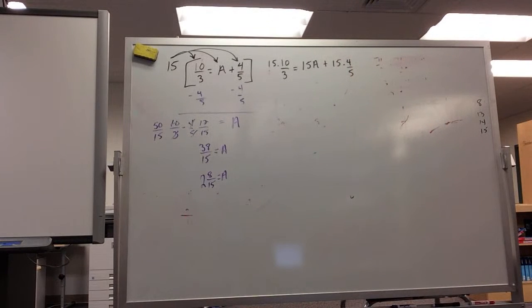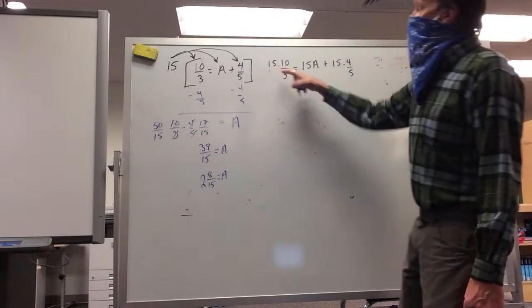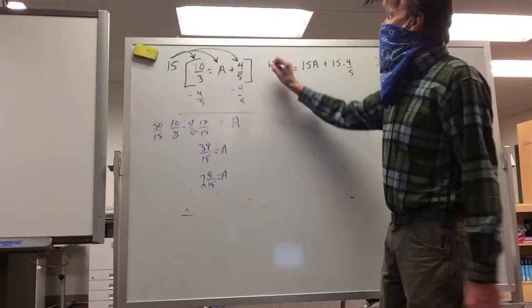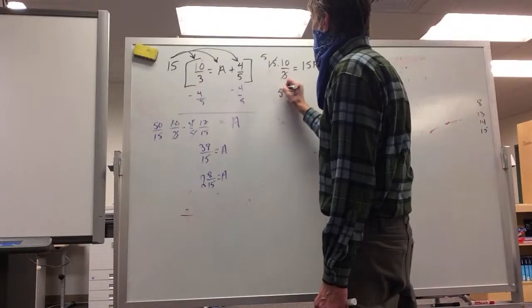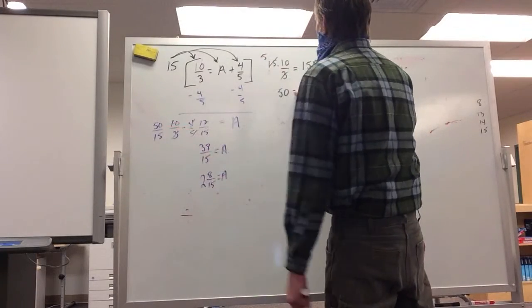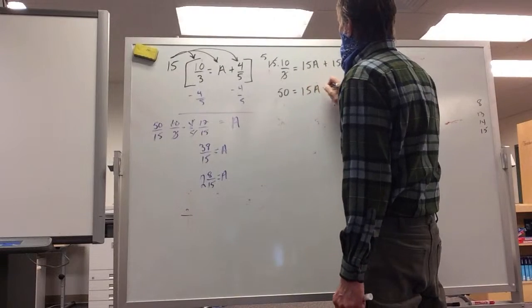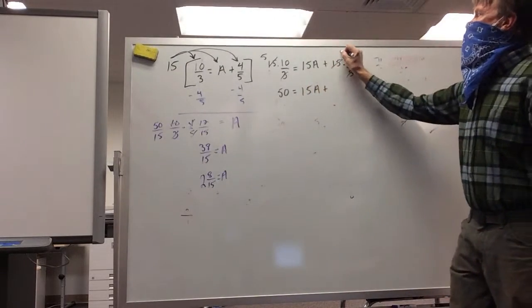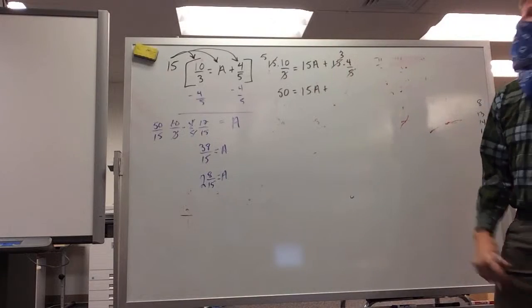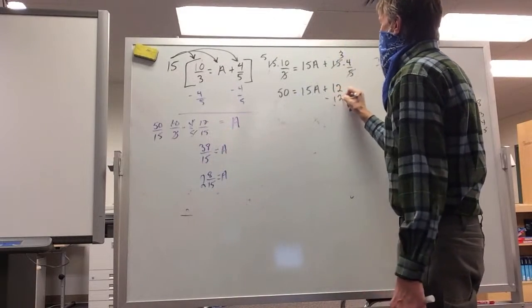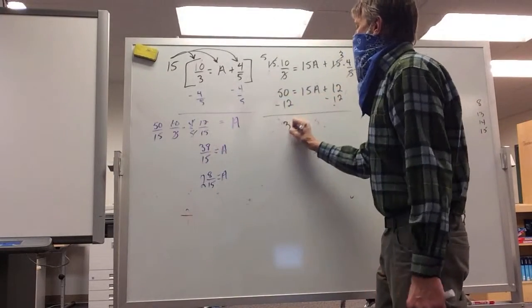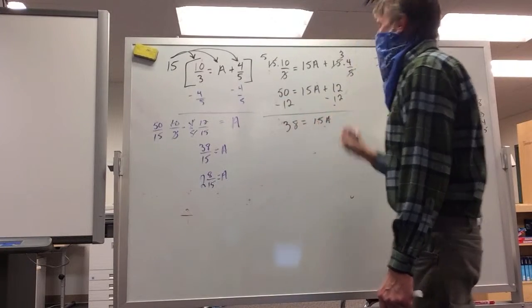So it requires that you know a few of the other skills that we've gone through last year. But yeah, I'll show it to you. Now before you multiply, you can simplify 15 over 3, which is 5. And then 5 times 10 is 50. And this is 15 times a. And 15 divided by 5 is 3. So 3 times 4 is 12. Now when you subtract 12, you get 38 is 15 times a.